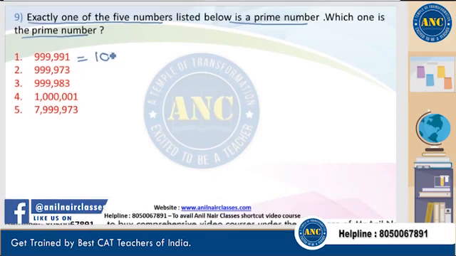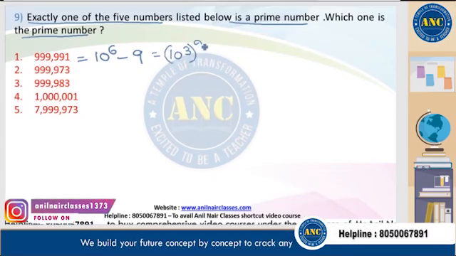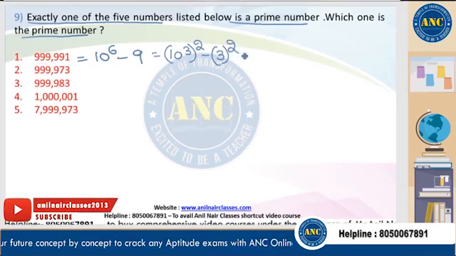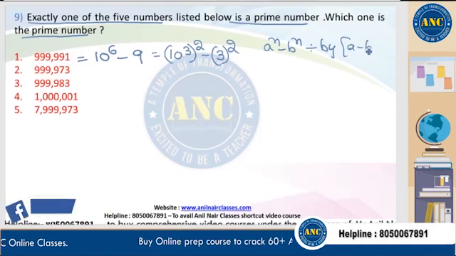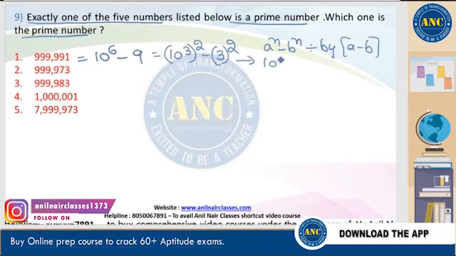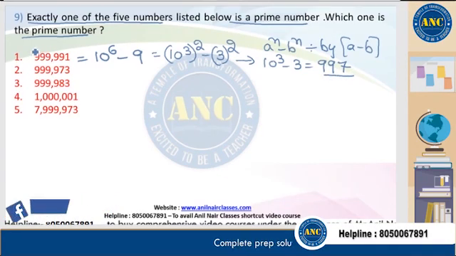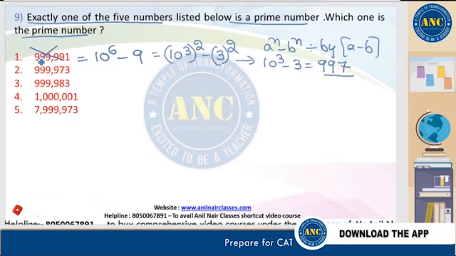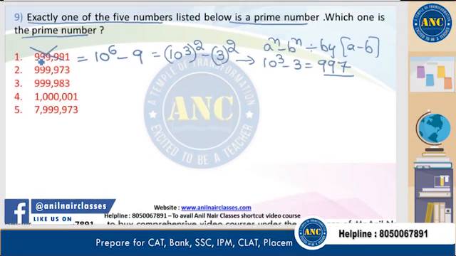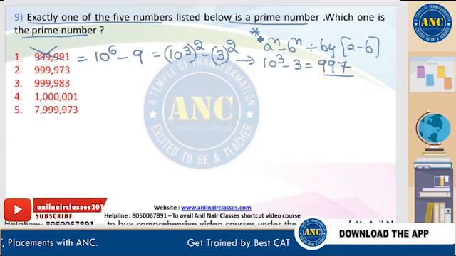So the first is nothing but 10 power 6 minus 9. This can be written as (10 cube) whole square minus 3 whole square. a power n minus b power n is always divisible by a minus b. So the first option is divisible by 10 cube minus 3, that is 997. First is out. Already we discussed this concept. If you apply it, the first number is divisible by 997.